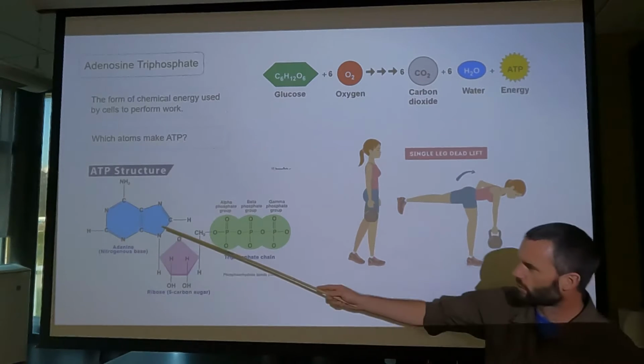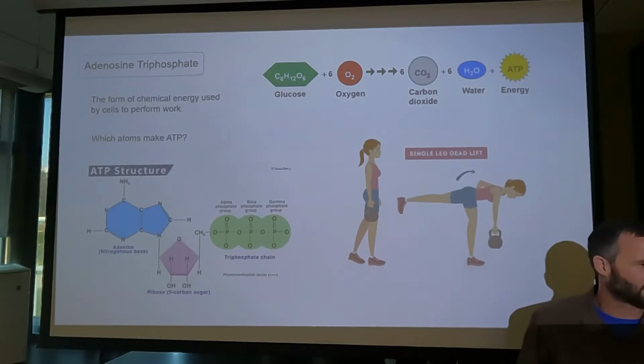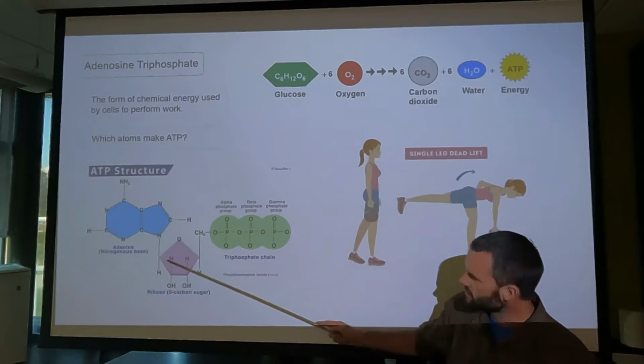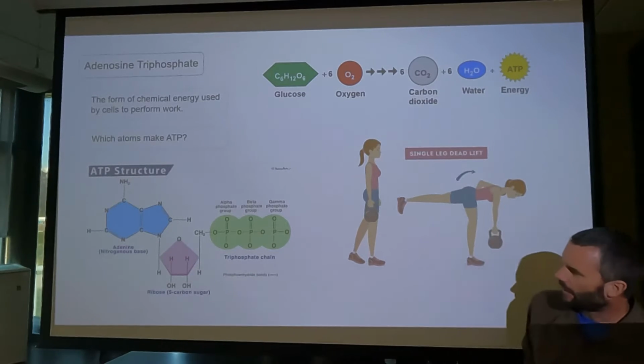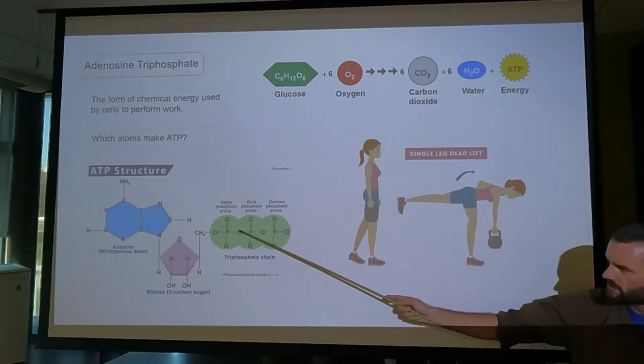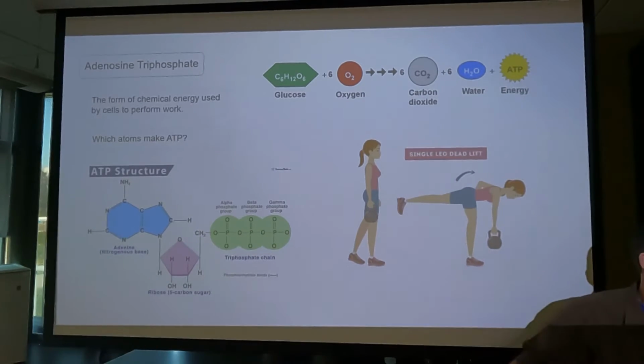And here's the structure of ATP. It looks a lot like an individual nucleotide, actually. So we have our carbons, hydrogens, oxygens. What else do we find? Nitrogens and phosphorus molecules.